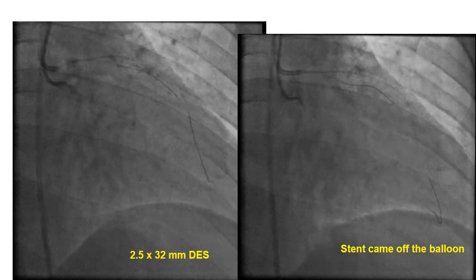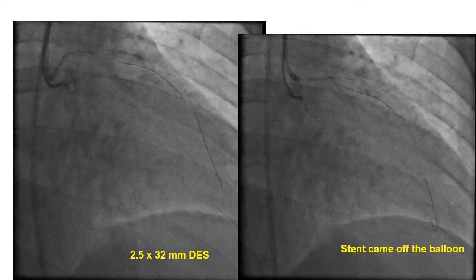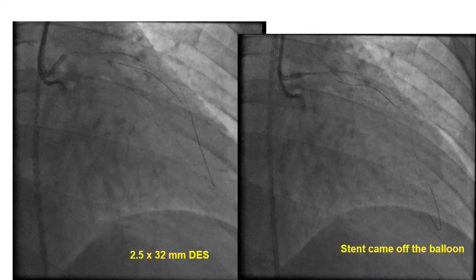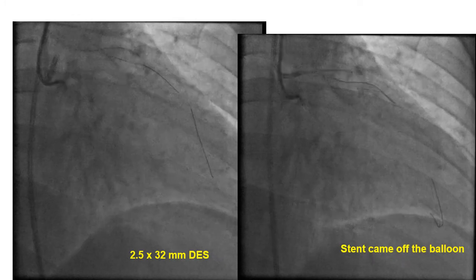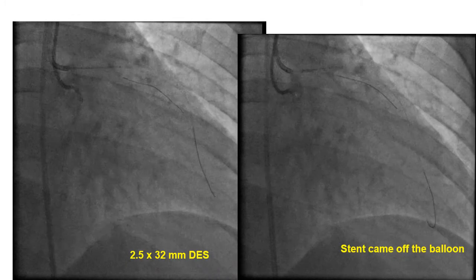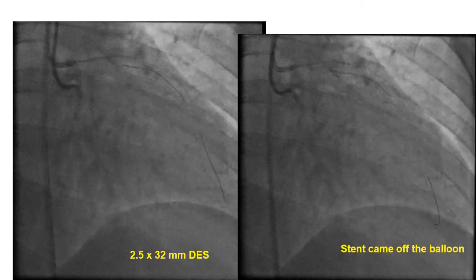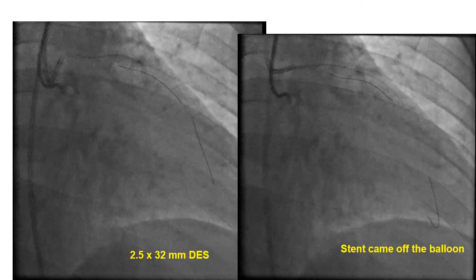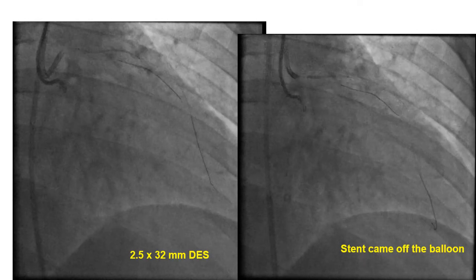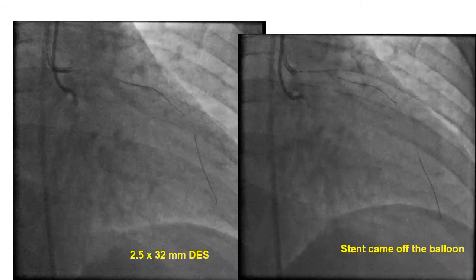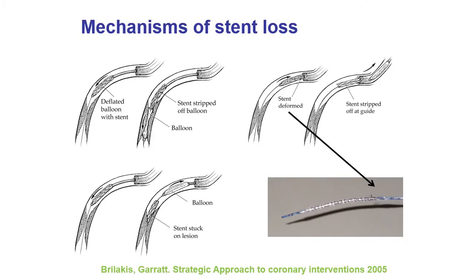We then proceeded with an attempt to stent, so we used a 2.5 by 32 drug-eluting stent and advanced it through the CTO, but fortunately we noticed that the stent just came off the balloon in the CTO body. And probably the mechanism of stent loss here is that we did not prepare the lesion very well. That's why the stent got stripped off the balloon.